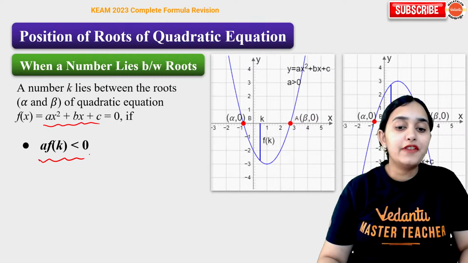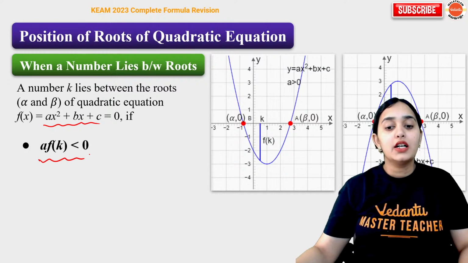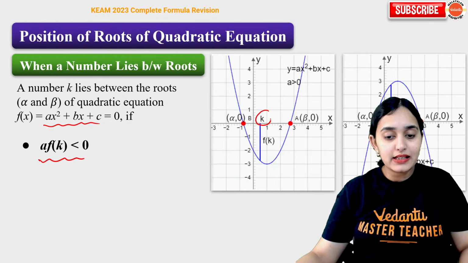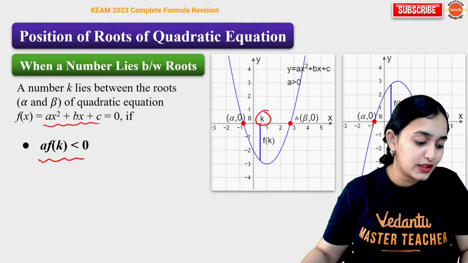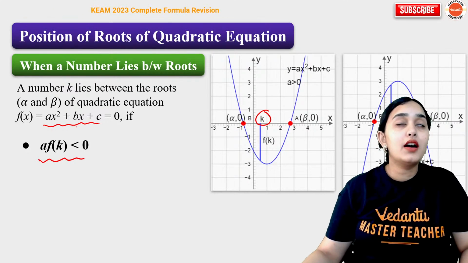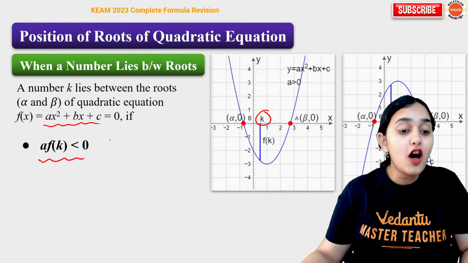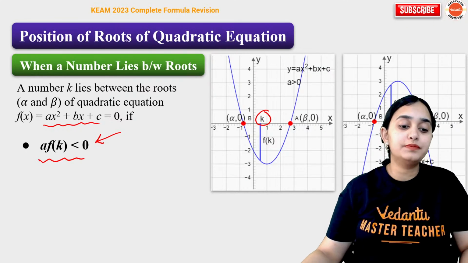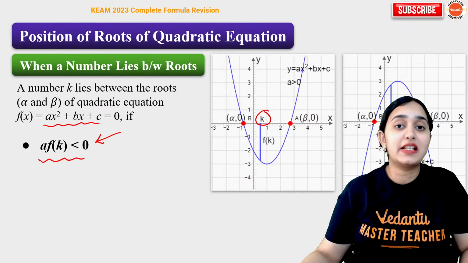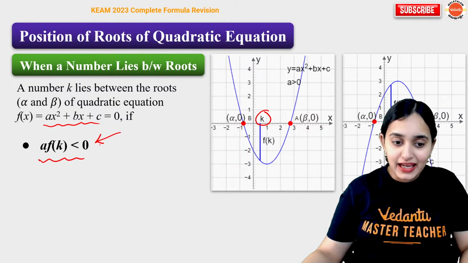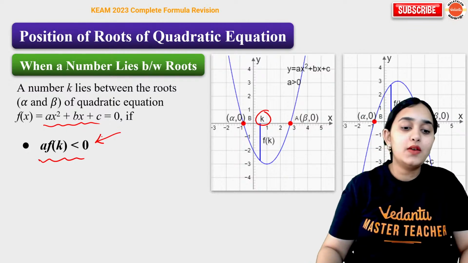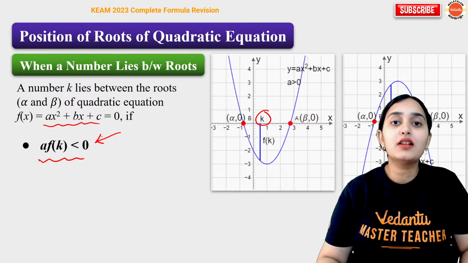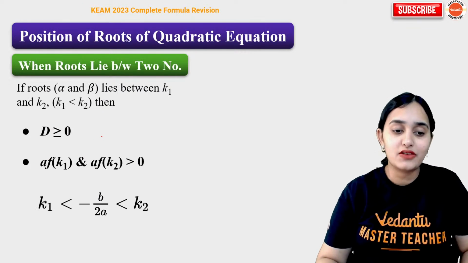If you look at the graph also, you can determine that this point k is lying between the roots. How will you identify it? With the help of a formula. If you put k in your expression and multiply with a and you get less than 0, then you can say that it lies between the roots of the equation.